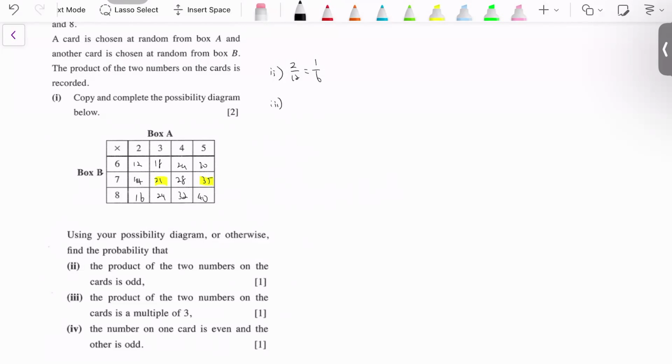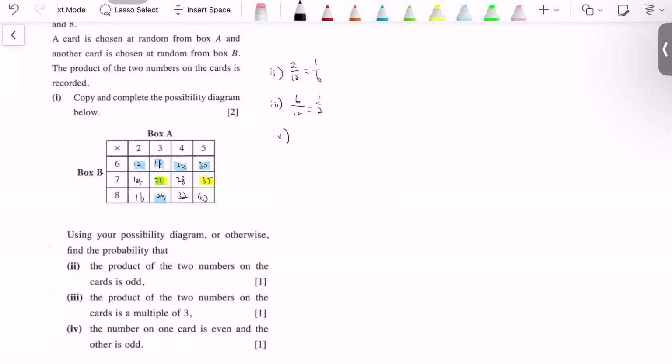Okay, part 3 is this. The product of the two numbers on the cards is a multiple of 3. So the multiples of 3, we have 12, 18, 21, 24, 24, 30. So in this case, 1, 2, 3, 4, 5, 6. There are a total of 6. So 6 out of the total 12, which gives us half.